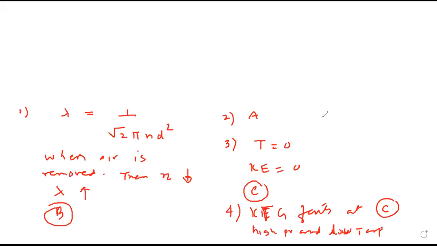Can I go to 5th? Yes, sir. 5th. The motion of gas molecules which determines temperature. See, translatory motion of molecules determines temperature. So A. Every time we say translational kinetic energy is proportional to absolute temperature. A.